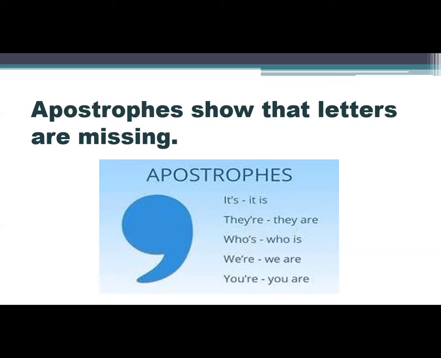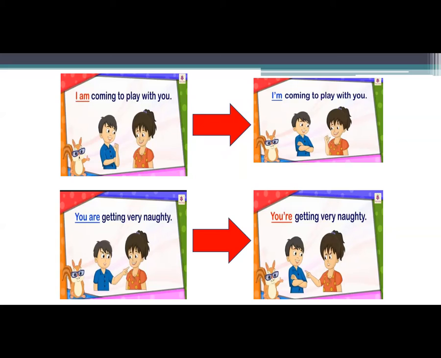For example, Vicky and Mickey have a plain conversation. Mickey is using the short form of the underlined word used by Vicky. Like, "I am coming to play with you." "I'm coming to play with you." The next one is, "You are getting very naughty." "You're getting very naughty."